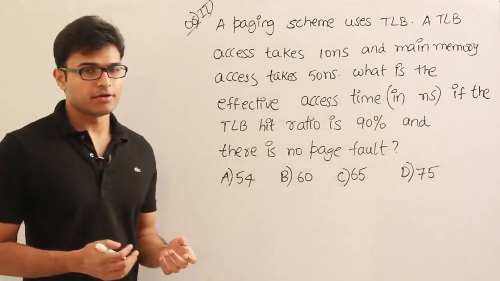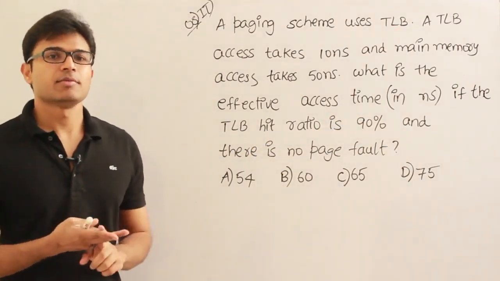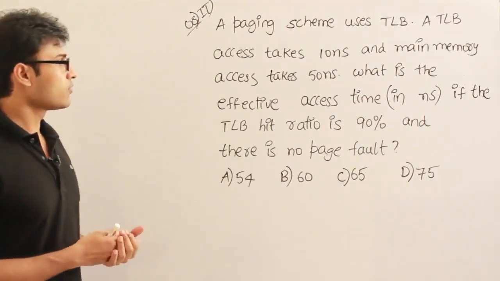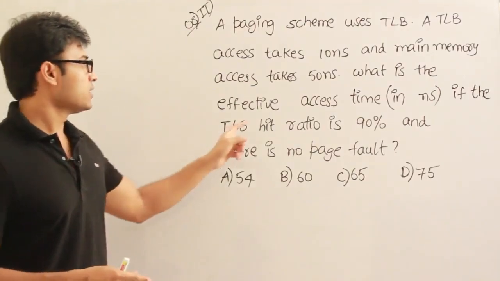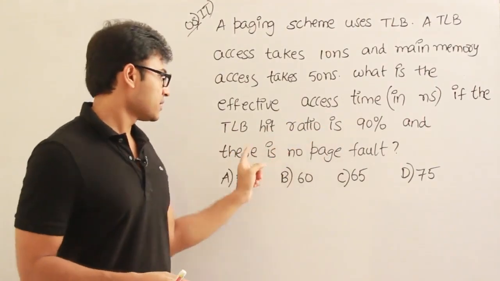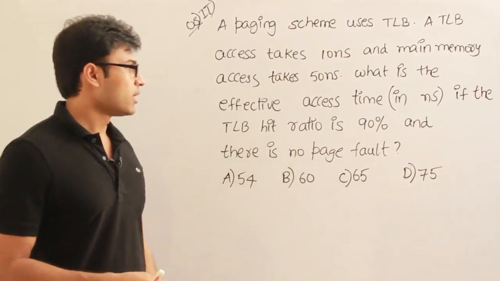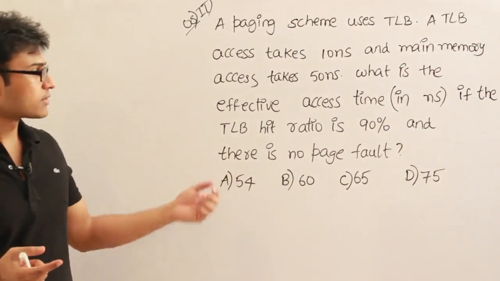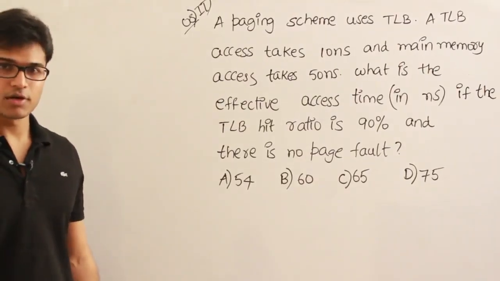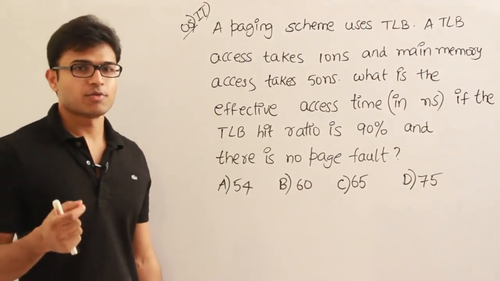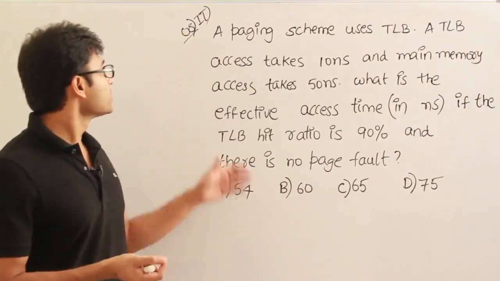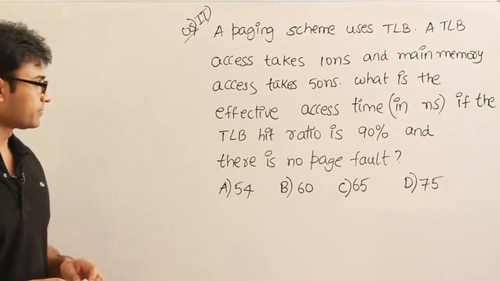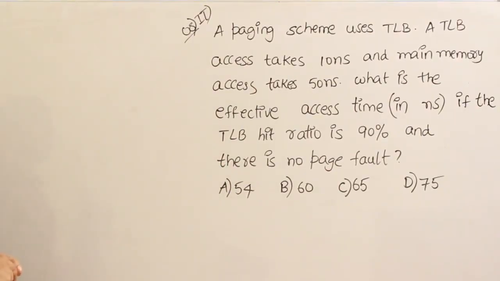So they have given the TLB access time and the main memory access time, and they are asking what is the effective access time if TLB hit is 90% and there is no page fault. Okay, what a page fault is we shall see later. Now fortunately in this question nothing is given about the page fault, otherwise it would have been much more complex, but it is a simple question. It is given in 2008 in IT paper. So now let's solve it.